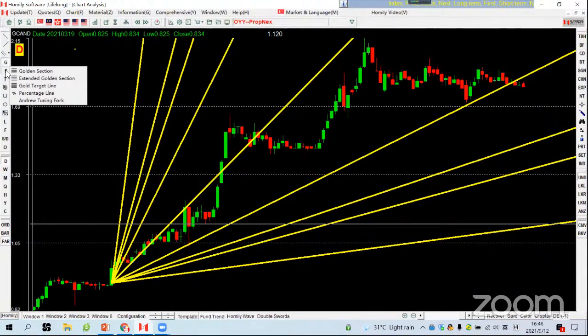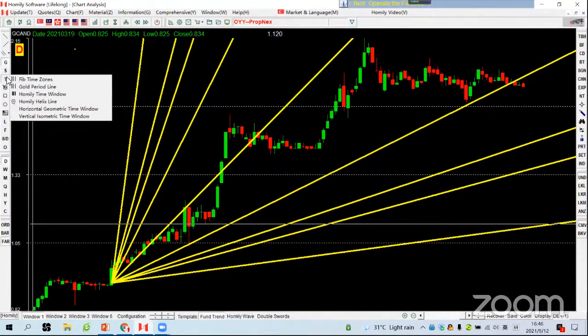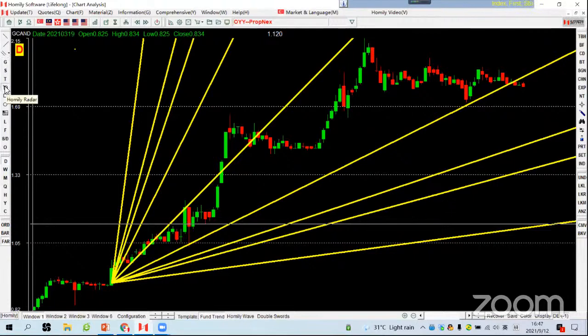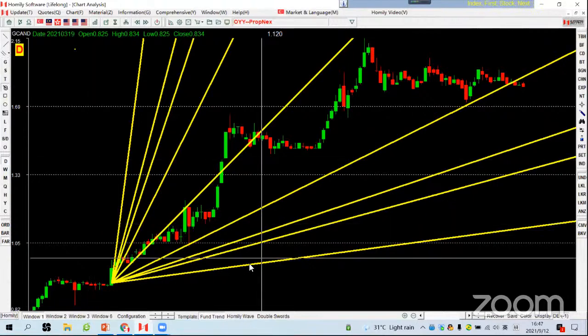These include golden section, extended golden section, gold target line, percentage line, and turning frog. This one is for the Fibonacci time zone and timelines. This one is a radar.